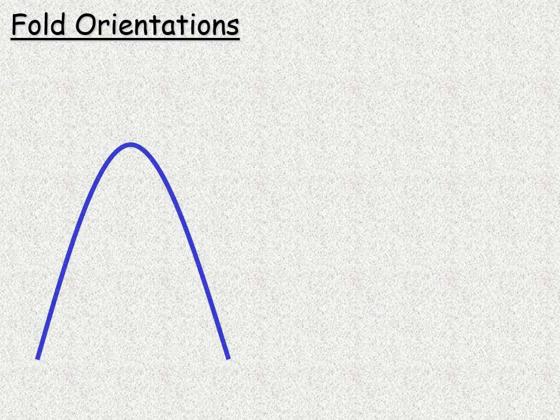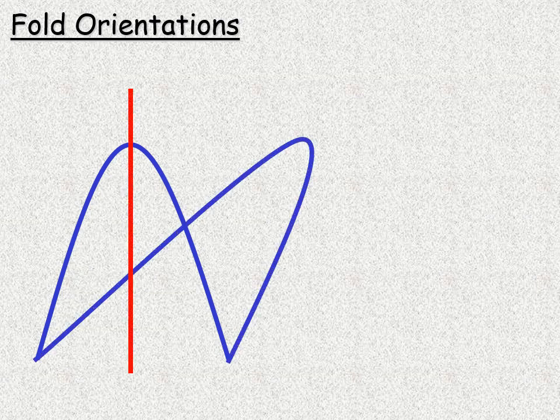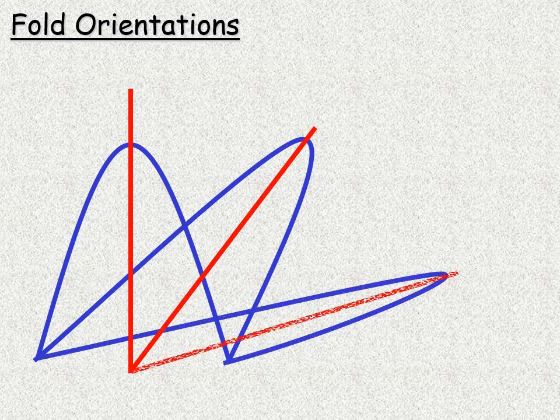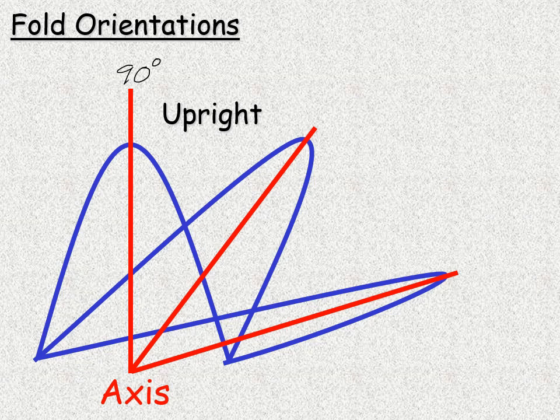Another way that folds can be classified is by the way they are seen from the side. Normally if you find a fold like this, you are looking at the side view, so this is called an upright fold, and a fold that looks like this is overturned, and a fold like this is called recumbent. What's the difference? If the axis is between 90 degrees to the horizontal, that means vertical, and 60 degrees, it's an upright fold.